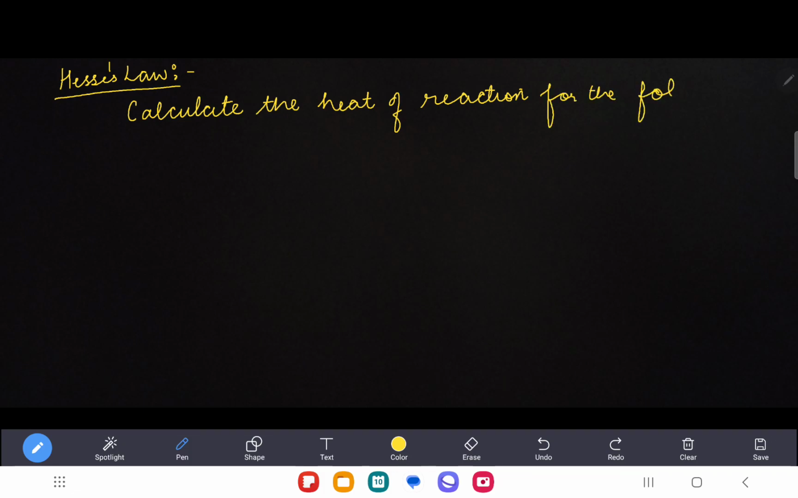It says: calculate the heat of reaction for the following reaction. So you have to calculate the heat of reaction. Heat of reaction means that during a particular reaction, how much amount of heat has been lost or gained in that particular reaction.